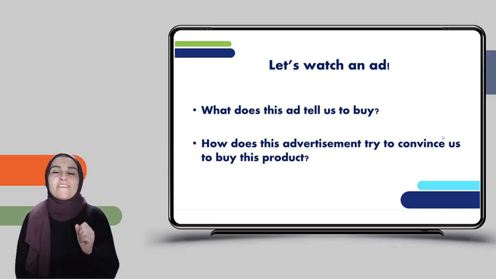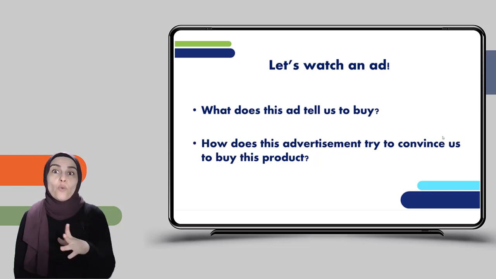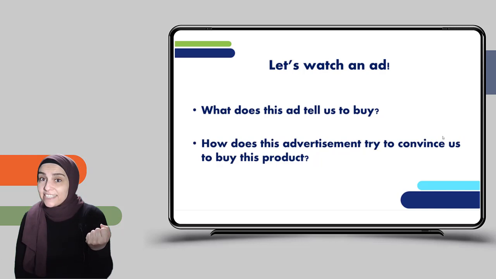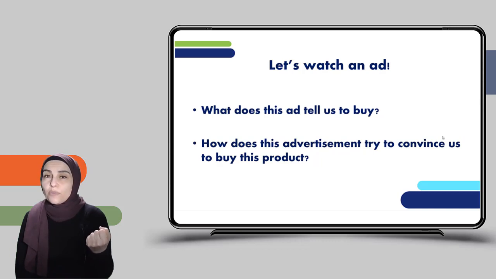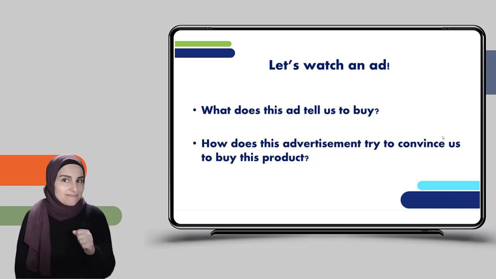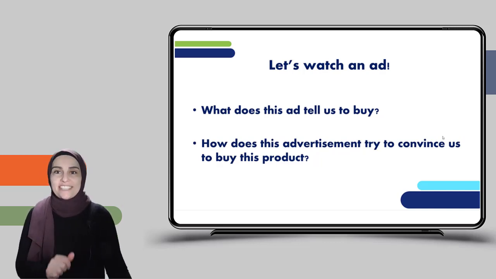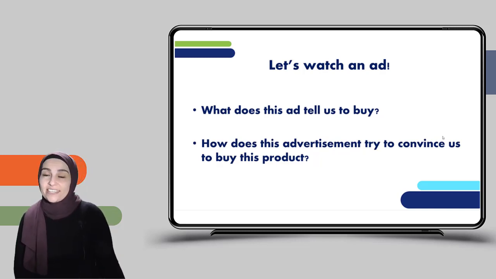Why? Because there's a famous character in the advertisement. I'm not going to tell you who that person is, but I really need to tell you to think about why ads usually bring famous people. Why do they bring famous people when they want to advertise something? Did you ever think about it? Okay, great. So what does this ad try to tell us to buy, and how does it do that actually? So what and how?